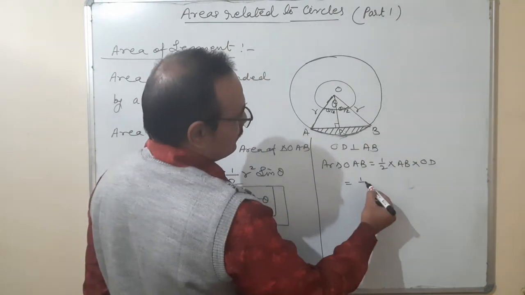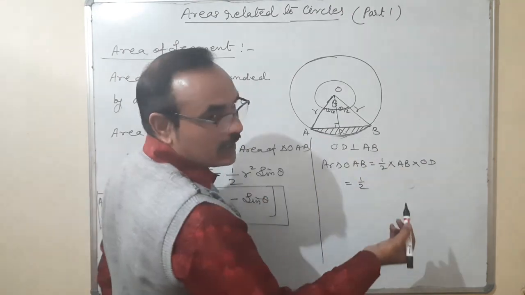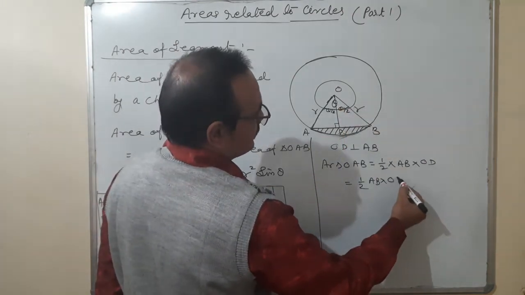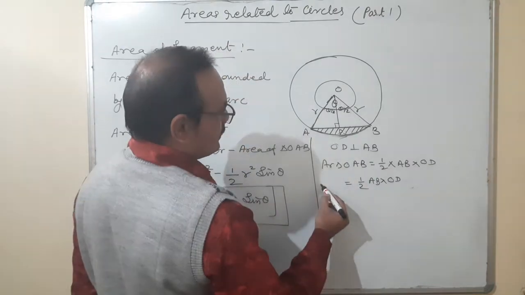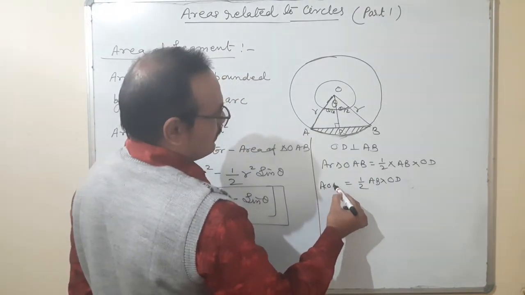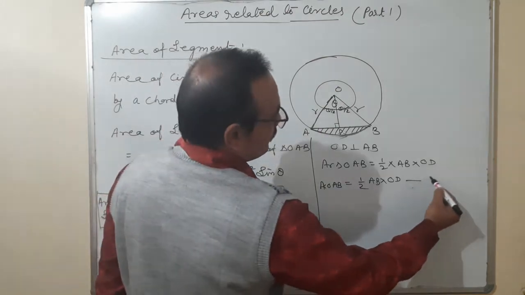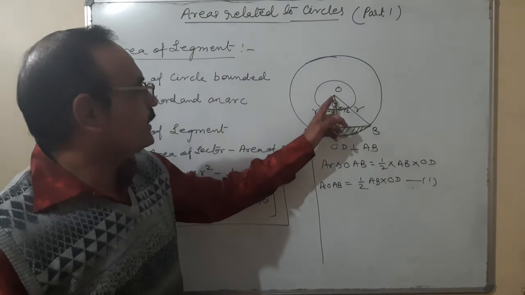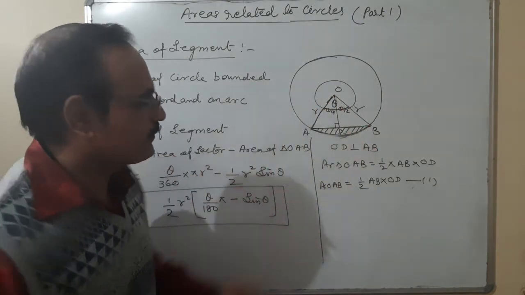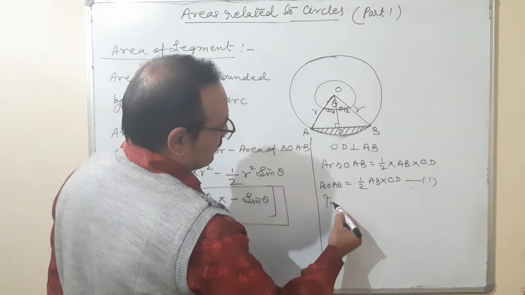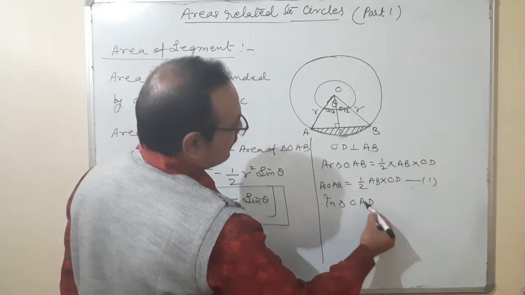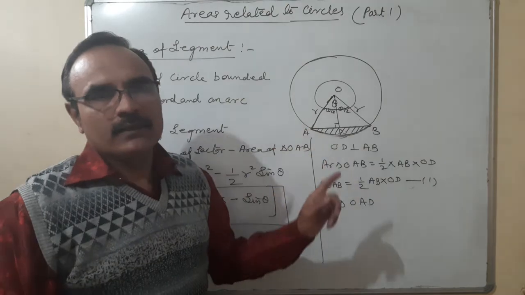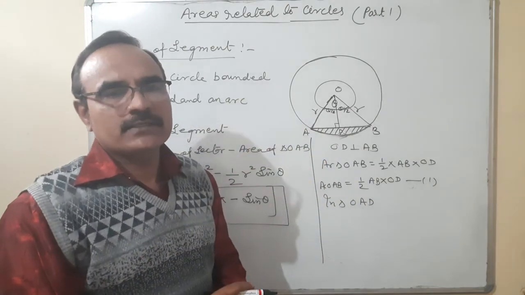Half base AB, we are not aware of the AB, as well as we are not aware of the OD. So we are going to find the value of AB and OD. For finding the value of AB and OD, in triangle OAD, look at this triangle, in triangle AOD, and go back to the chapter Introduction to Trigonometry.